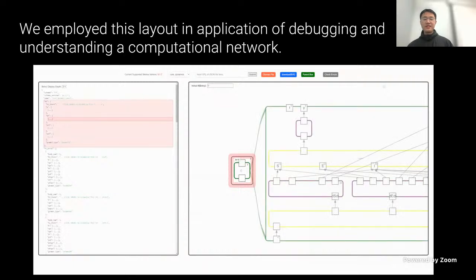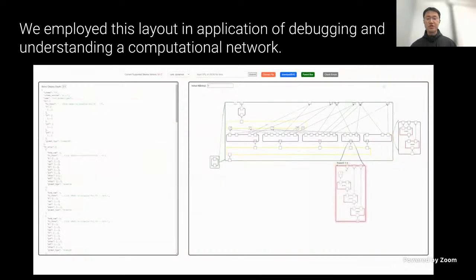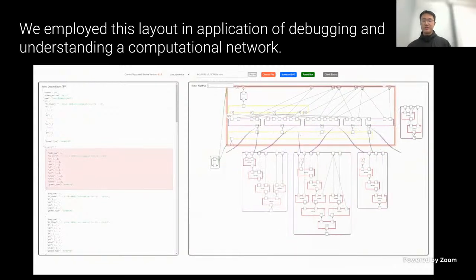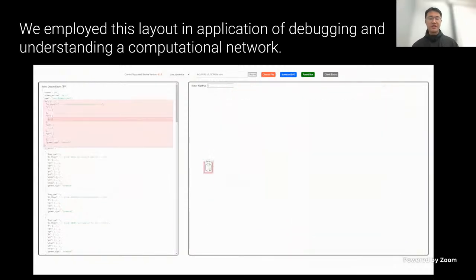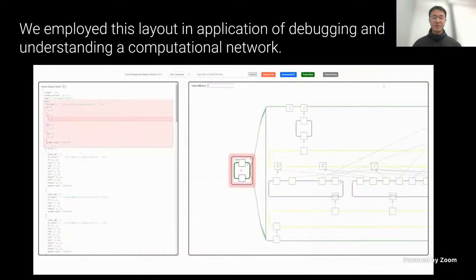And we applied this layout in an application for debugging and understanding a computational network. Our collaborators found it helpful for both understanding the network and locating errors. More details of the system can be found in the paper.